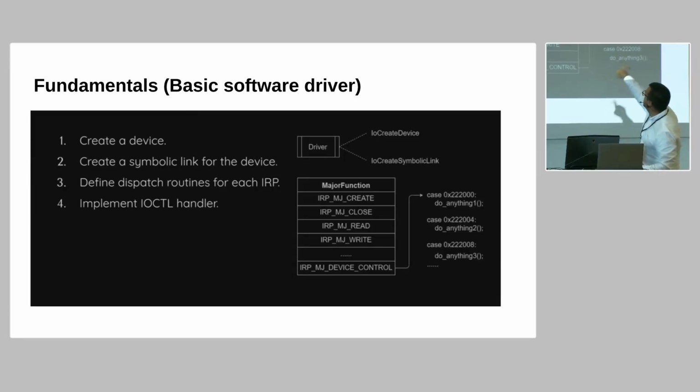First, you create a device. Driver, create device. Then you create a symbolic link for the device. On the top right, create symbolic link device. Then you define the dispatch routines for each IRP. We'll cover what an IRP is. And then you have the major functions here. You see the IRP major create, close, read, and write, and then the device control, right? On the right, we have something that we will get to later, those are IOCTL calls, and at the end, those are the functions. And then you implement the IOCTL handler, right? All right.